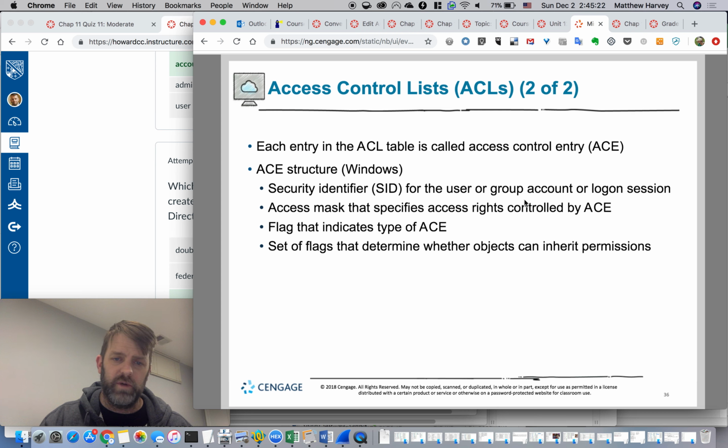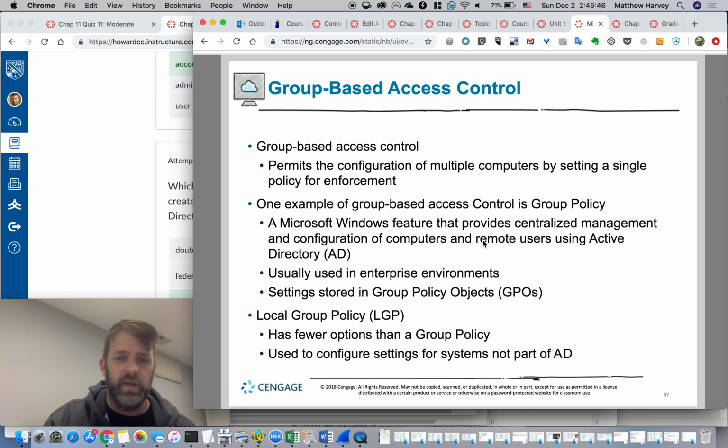So this is how it works in Windows, this ACE structure, but it's pretty self-explanatory. Basically, each user and each group has a security identifier, like we talked about earlier, a SID, and that ACE is the method by which they check the SID against the access control list on that object.